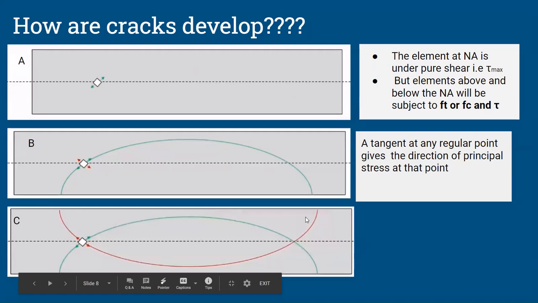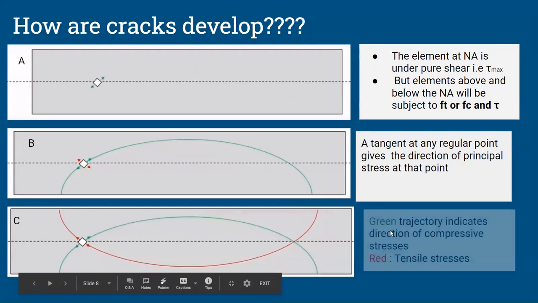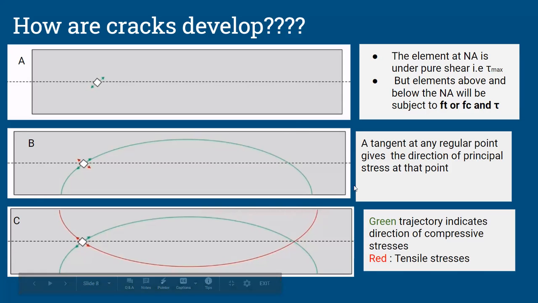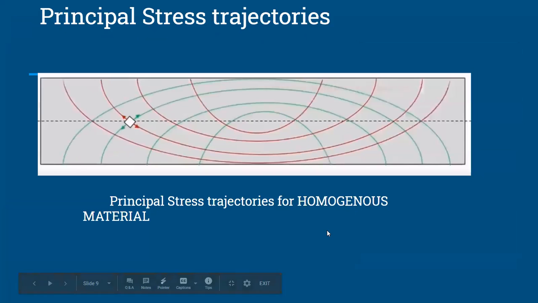ठीक है, let's go into this part. ये एक स्ट्रेस के लिए है तो ये दूसरे स्ट्रेस के लिए. जैसे हम लोगों ने बोला कि the beam will be subjected to tensile stress also, compressive stress also. So the green trajectory indicates the direction of the compressive stress, this one, and red is indicating tensile stresses out here. तो entire thing अगर हम लोगों ने combine करके देखा, it will look something of this kind. Your trajectory is actually this way.